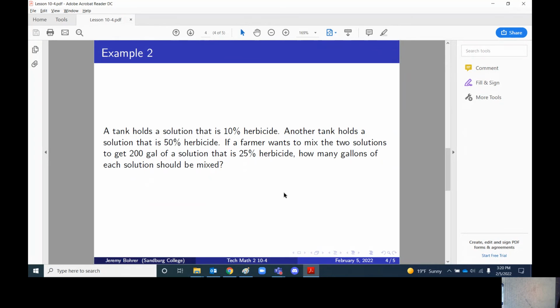In our next question, a tank holds a solution that is 10% herbicide. Another tank holds a solution that is 50% herbicide. If a farmer wants to mix the two solutions to get 200 gallons of a solution that is 25% herbicide, how many gallons of each solution should be mixed? So we know from this that we're going to add two values together that are a total of 200 gallons. So that's X plus Y, and we'll let X be the amount of 10% herbicide and Y be the amount of 50% herbicide. So X plus Y is 200 gallons.